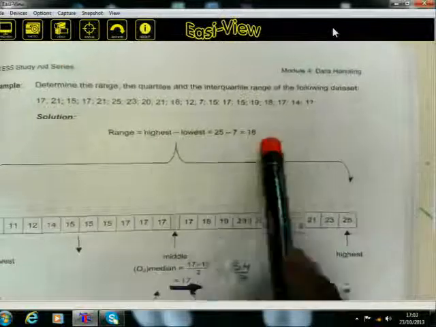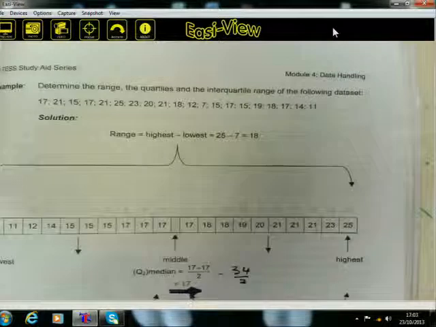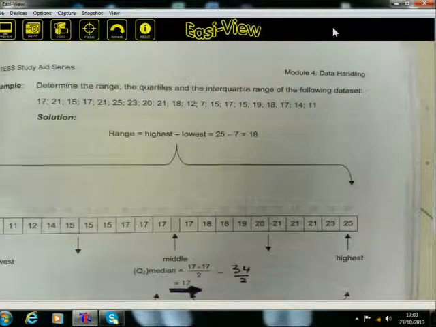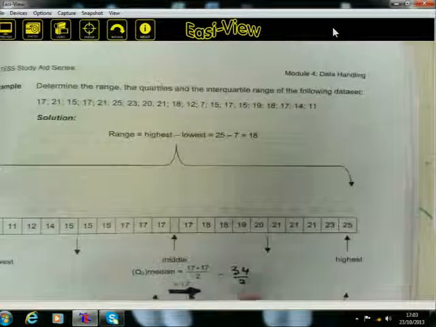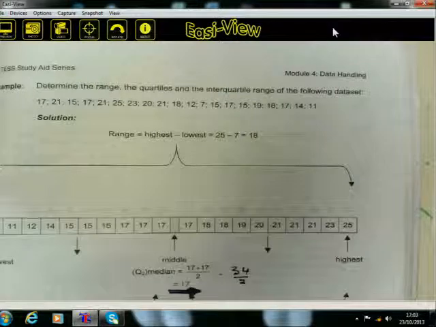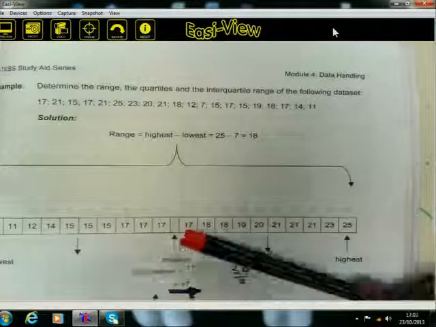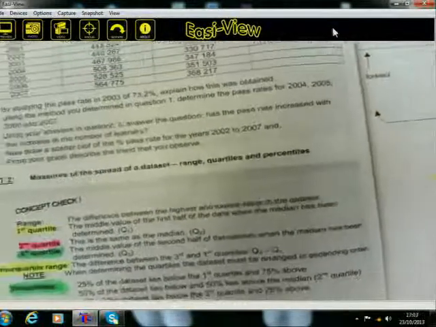That means 75% of this data got more than 15, whereas we said for the first quartile, 25% get 15 and less. Now, 75% of them got more than 15. That's why we call it the first quartile.